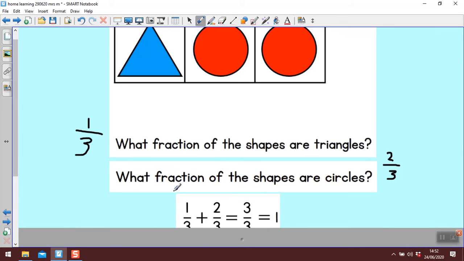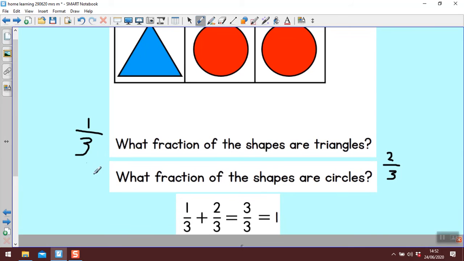And then if you have a look here, you've got 1/3 plus 2/3 equals 3/3. If you add them all together, you've got 3 out of 3. And 3/3 is the same as 1 whole one, because it's all the shapes.